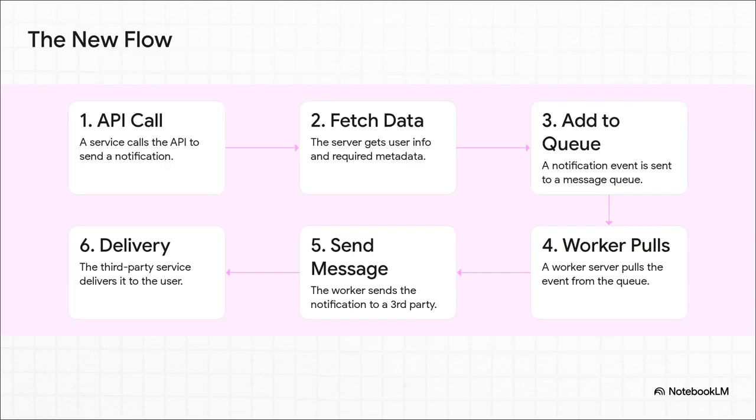So check out this new flow. A service makes a call, the server grabs the data it needs, but then, and this is the magic part, it just adds a job to a message queue and moves on. It's instantly free to handle the next request. Sometime later, a totally separate worker server pulls that job from the queue and handles the slow, heavy work of sending the message. The bottleneck is gone.